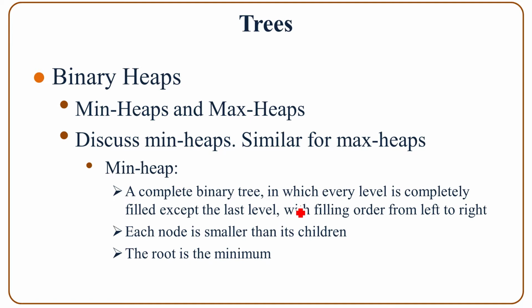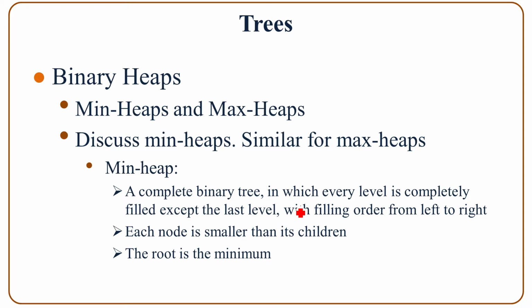Okay, now we talk about 2 special binary trees, which are min heaps and max heaps. Here we only discuss min heaps, and it is similar for max heaps. A min heap is a complete binary tree in which every level is completely filled except the last level, with the filling order from left to right.